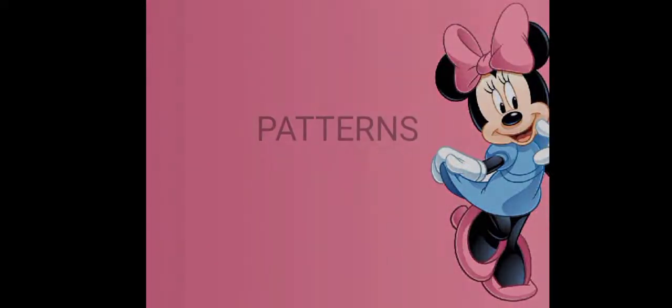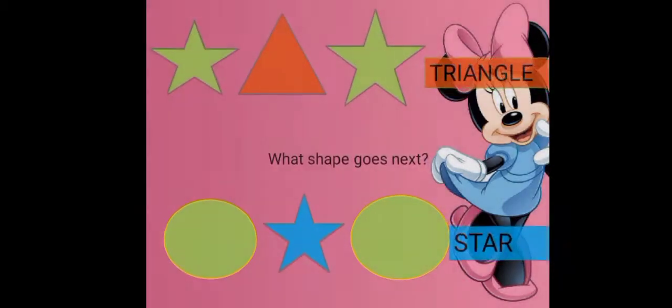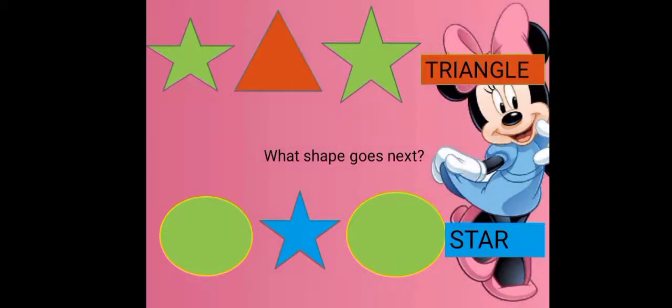Alright, so in patterns, there are two components which are repeating patterns and growing patterns. The first example is a repeating pattern. The pattern there is star color green, triangle color orange, star color green. So what shape goes next? Very good, it's triangle color orange.